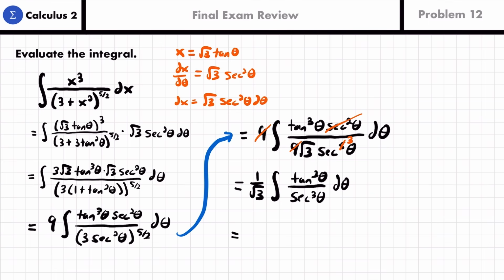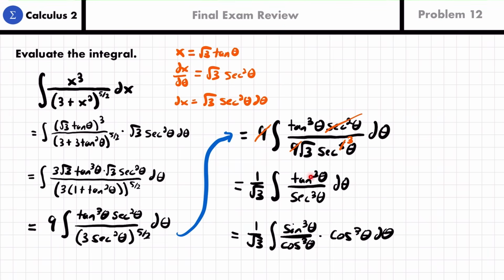So if we do that here, we'll have 1 divided by the square root of 3 times the integral of tangent cubed theta. Remember that tangent is the same as sine divided by cosine. So tangent cubed would be sine cubed theta divided by cosine cubed theta. But then that would be multiplied by 1 divided by secant cubed theta. But remember that secant is defined as 1 divided by cosine. Or really, cosine is defined as 1 divided by secant. So 1 divided by secant cubed theta is the same as cosine cubed theta. So let's rewrite that as well. 1 divided by secant cubed theta is cosine cubed theta. And then we still have d theta on the end.